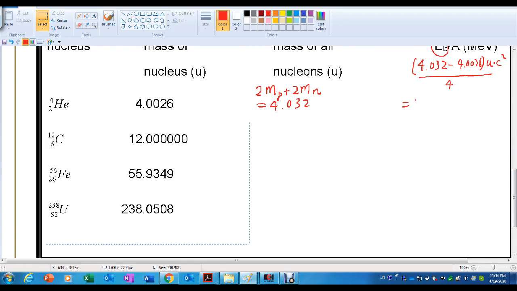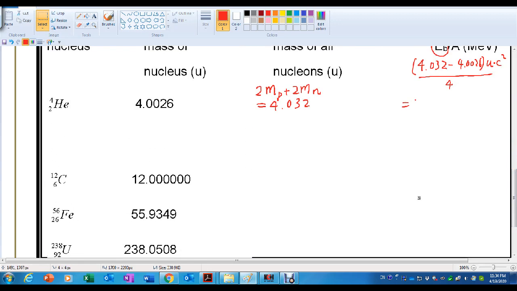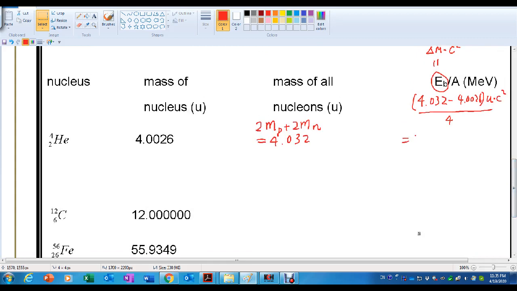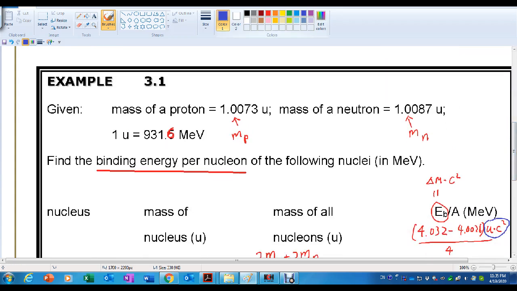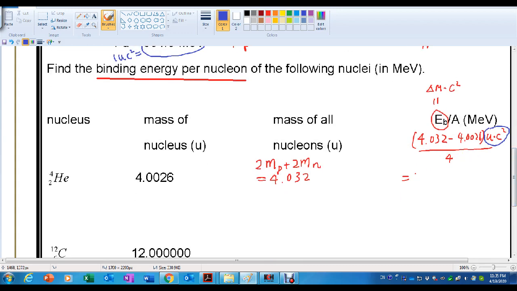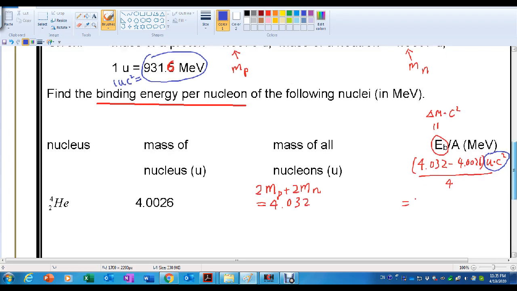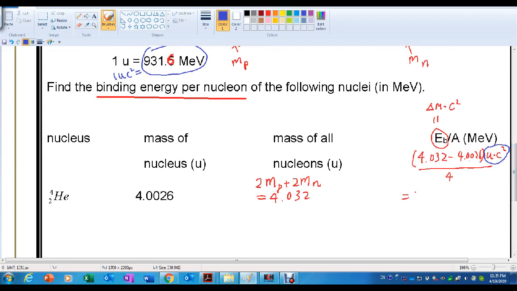Possibly I need to create a bit more room for my next question. So how could we calculate this? Remember that 1 U equals this, actually what we mean is 1 U C squared equals this one, to be more precise. So you are going to substitute that 931.6 MeV into U C squared.